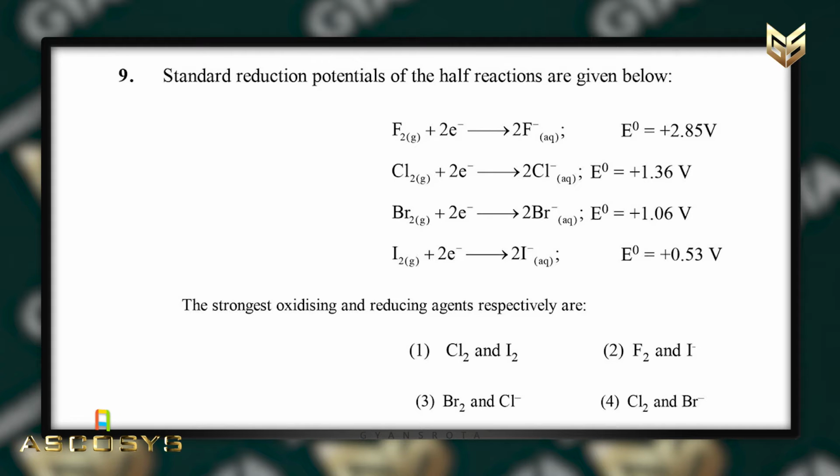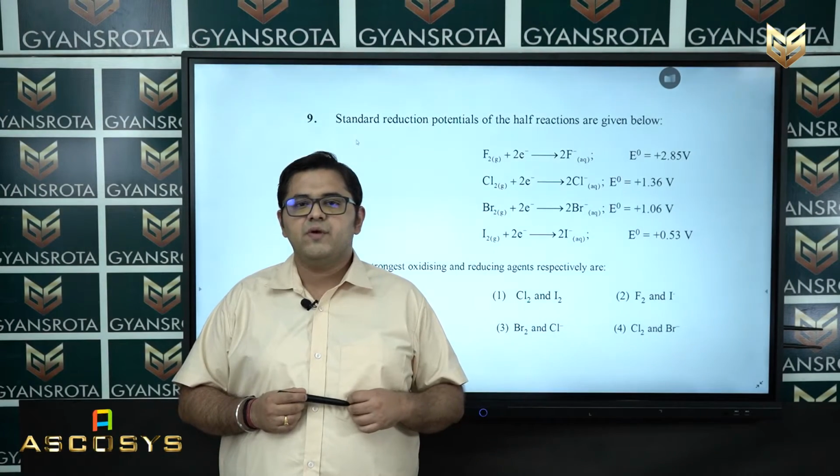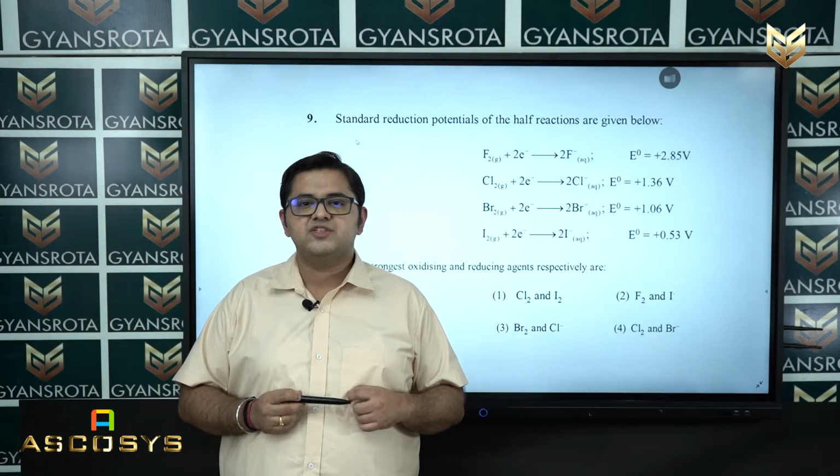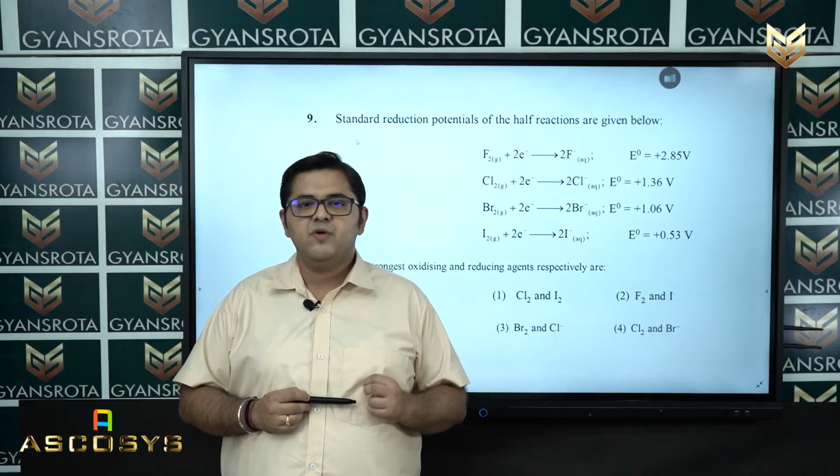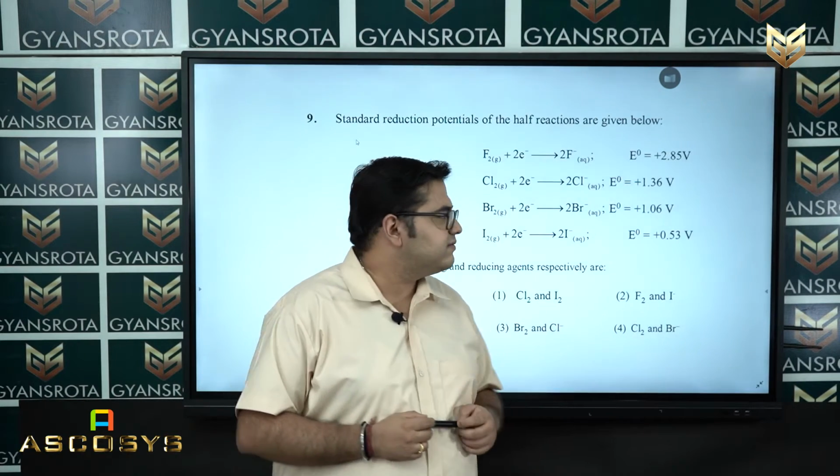Standard reduction potential of the half reactions are given below. They have given 4 reactions and at the same time they are giving the E naught values which are given on your screen. The strongest oxidizing and reducing agents respectively are. So this question comes from our electrochemistry chapter of your class 12 NCERT. So now we are moving to the solution part.